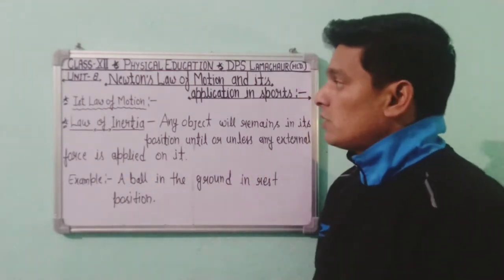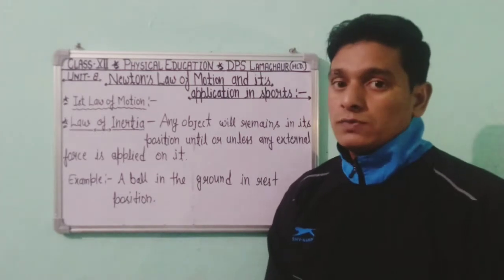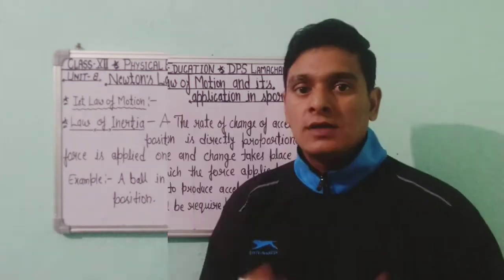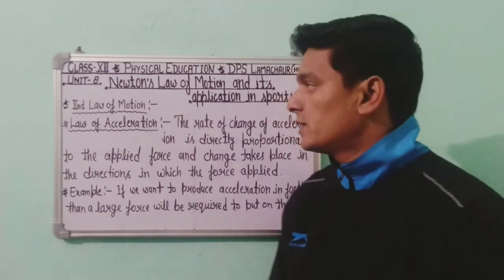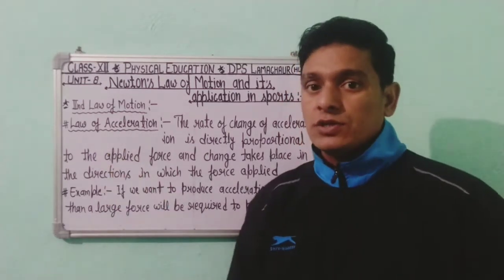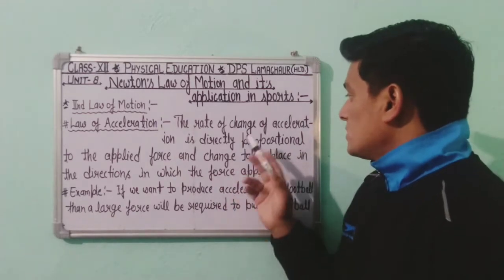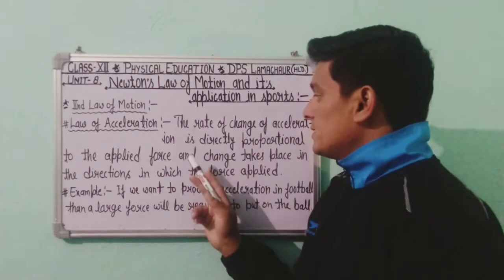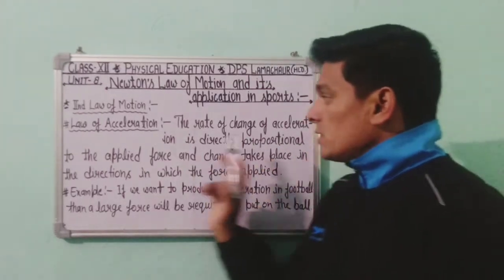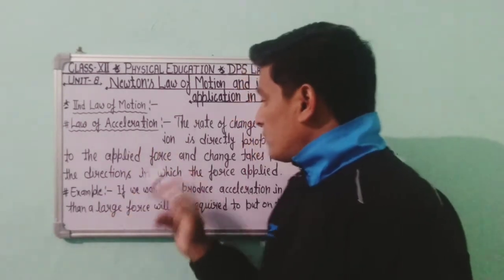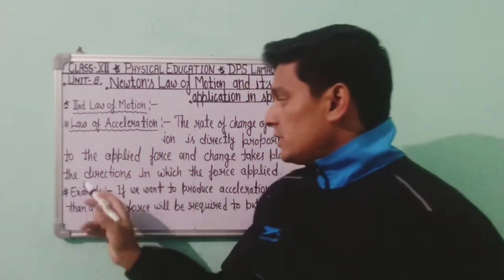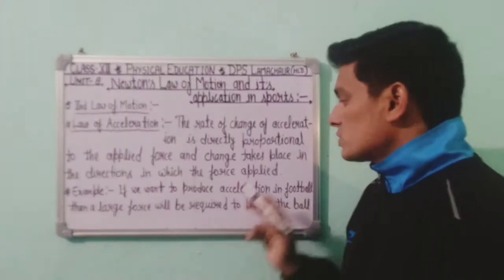Now let's know about the next law of motion, which is the second law of motion. The second type of law of motion is the law of acceleration. The rate of change of momentum is directly proportional to the applied force, and change takes place in the direction in which the force is applied.